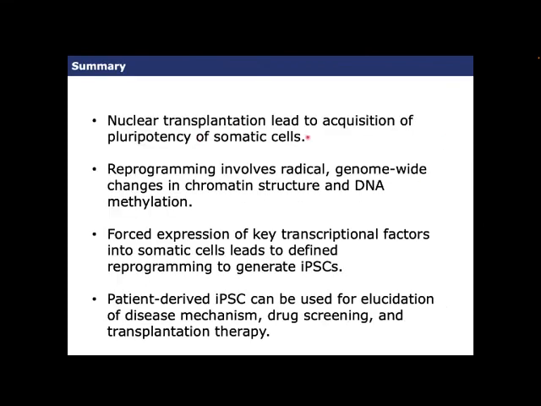Somatic nuclear transplantation leads to the acquisition of pluripotency in somatic cells. And reprogramming involves radical genome-wide changes in chromatin structure and DNA methylation. Epigenetic markers drastically change during reprogramming. There are step-by-step changes that we can mechanistically study and appreciate. And forced expression of key transcription factors in somatic cells leads to defined reprogramming to generate induced pluripotent stem cells. And patient-derived induced pluripotent stem cells can be used for elucidation of disease mechanisms, drug screening, and transplant therapy, which is very promising in future clinical medicine.